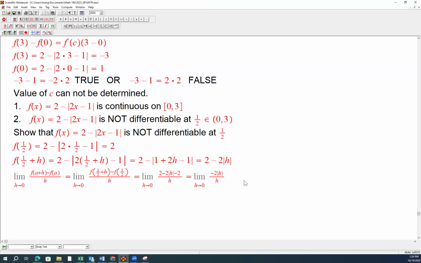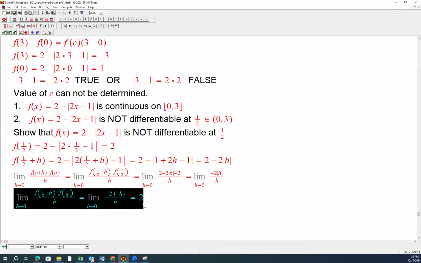So now you know that we have to look at the limit from the sides, right? So limit from the left side, when h is approaching 0 from smaller than 0. And that's going to be this limit. Since h is negative, the absolute value of h is negative h. As a result, we're going to have positive 2 as the limit.